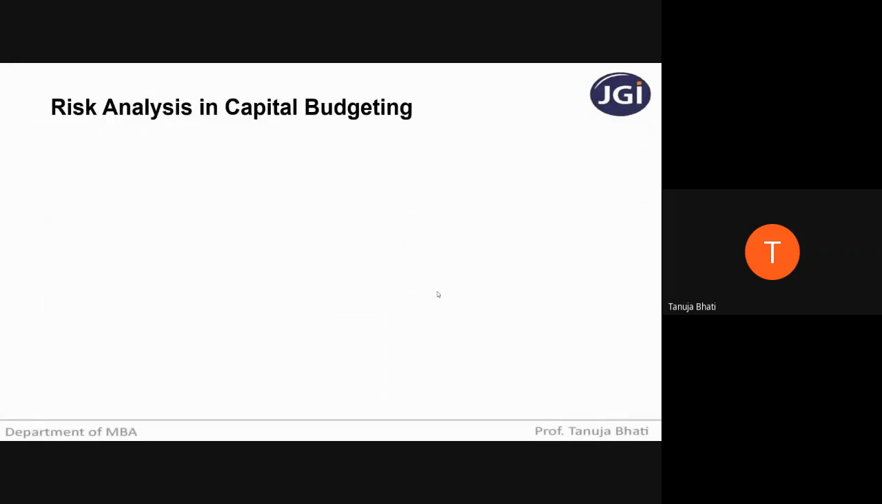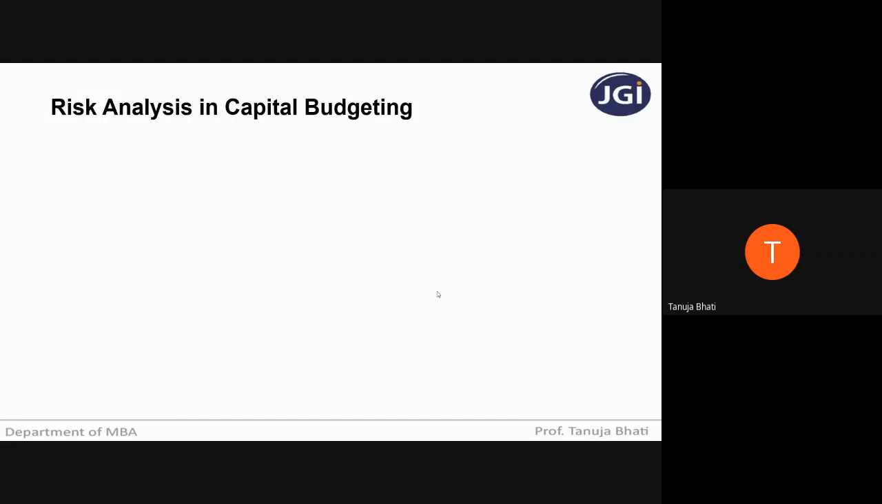Now let us see risk analysis in capital budgeting. So let us understand how do you actually analyze the risk in capital budgeting. So there are different techniques by which you can analyze the risk in capital budgeting. So students, every proposal, every investment, every project is having some risk attached to it. Okay. Now, how are you going to analyze those risks? So there are certain techniques with which you can analyze the risk.